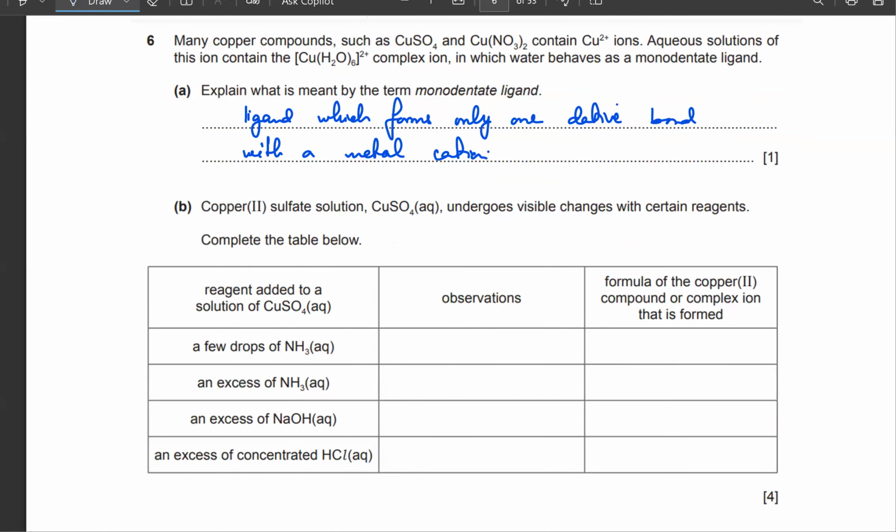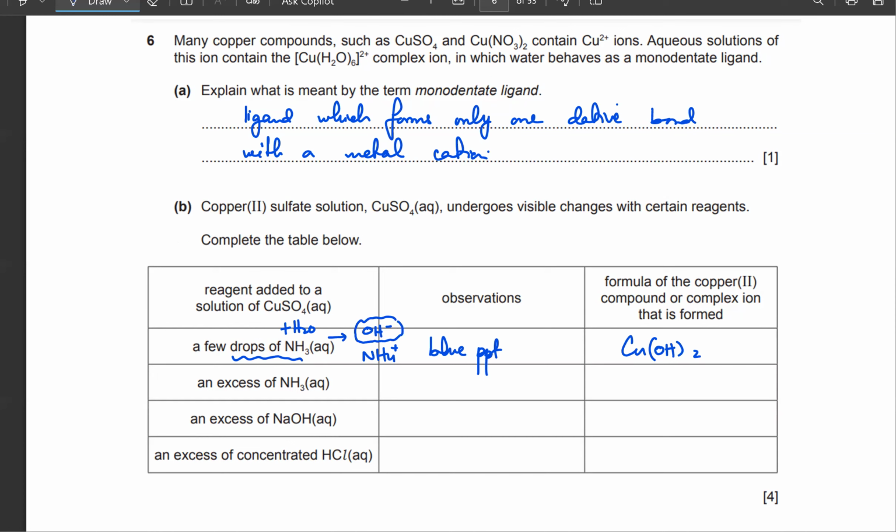So the observations: if you add a few drops of NH3, what happens? Blue precipitate is formed. What is formed? It's copper hydroxide, a blue precipitate. Why? Because when you add a few drops of NH3, the NH3 reacts with water and it produces OH- ions and NH4+ ions. So when you add a few drops of NH3, it acts as a base, producing the OH- ligand, which then reacts with the copper and forms copper hydroxide.